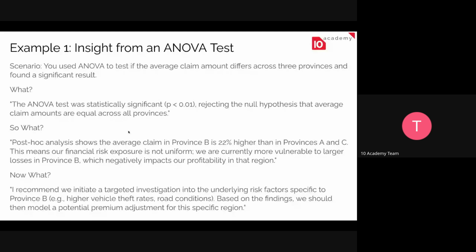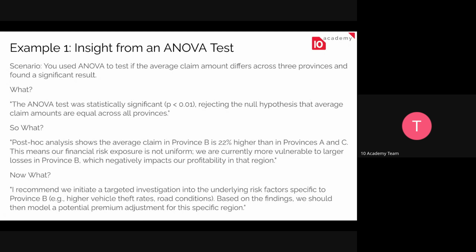So what? Okay, so you have this data. So what? The post hoc analysis showed that the average claim in province B, and this is just an assumption, just an example, is 22% higher than in provinces A and C. That means our financial risk exposure is not uniform between the provinces. We are currently more vulnerable to a large loss in province B, because the average is not the same across all provinces, which will negatively impact our profitability in that region, province B. This is your interpretation of the result.